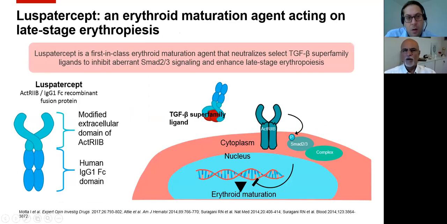So let me talk about, very briefly, you will be having a specific presentation on luspatercept. Luspatercept is an erythroid maturation agent acting on the late stages of erythropoiesis. It's the first-in-class erythroid maturation agent. It neutralizes TGF beta superfamily ligands to inhibit the aberrant SMAD2/3 signaling, and it enhances the late stage of erythropoiesis.